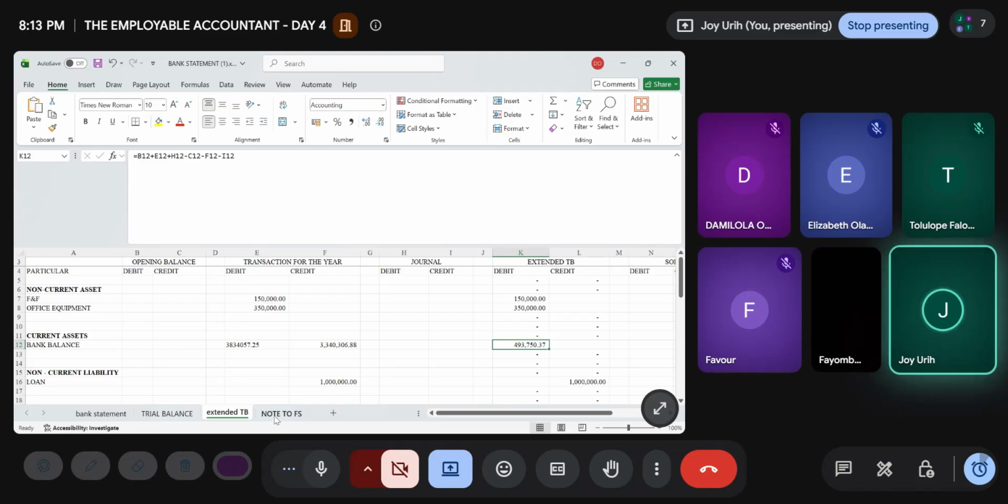Please, if your mic is unmuted, do well to help us mute your mic.